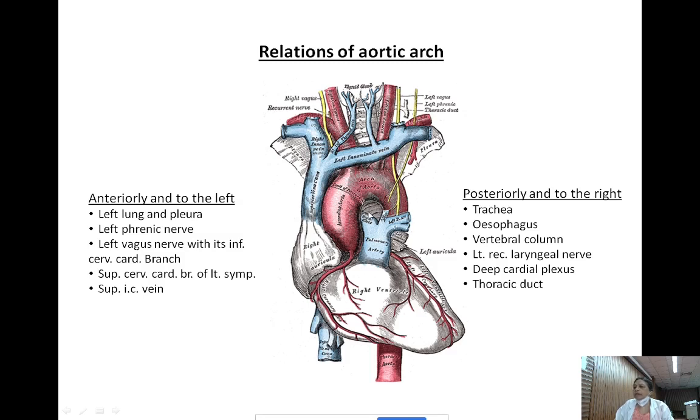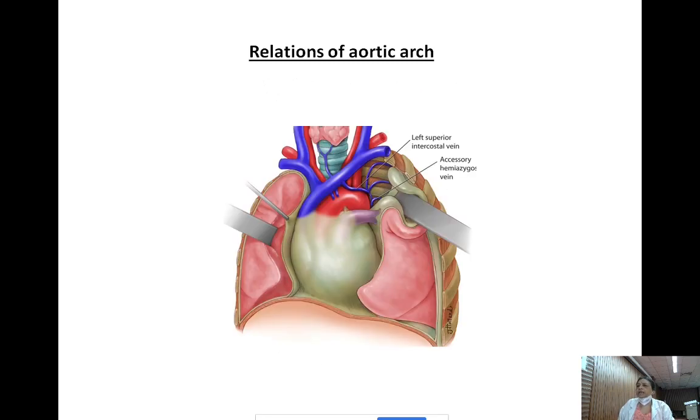Inferior relation, what is that? That is the trachea dividing into the two bronchi, and the pulmonary trunk dividing into right and left pulmonary artery. The left recurrent laryngeal nerve is also below it, and also it is connected by the ligamentum arteriosum, that is the remnant of the ductus arteriosus. So these are the relations of the aortic arch.